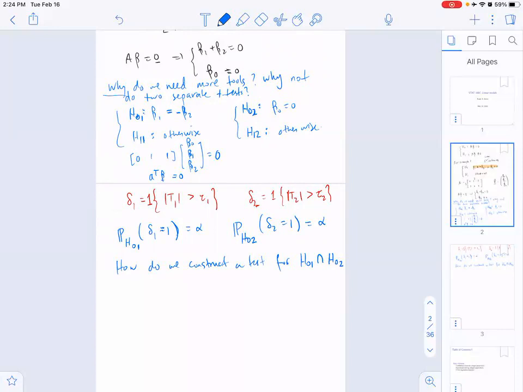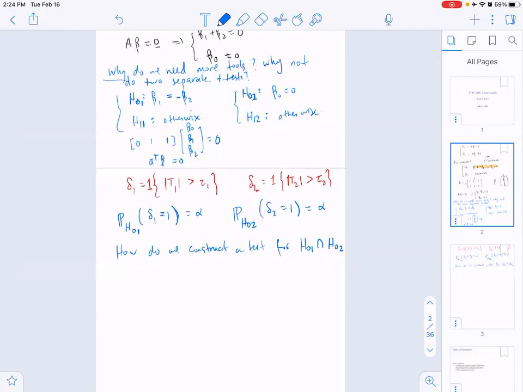Okay, so now I see something in the chat: multiple t-tests increases the chance of error. Yeah, so that's what we are trying to deal with. We're trying to see if we can build it. If I give you these two individual tests, how do you devise a test of this hypothesis? Anyone? Based on the output of delta 1 and delta 2.